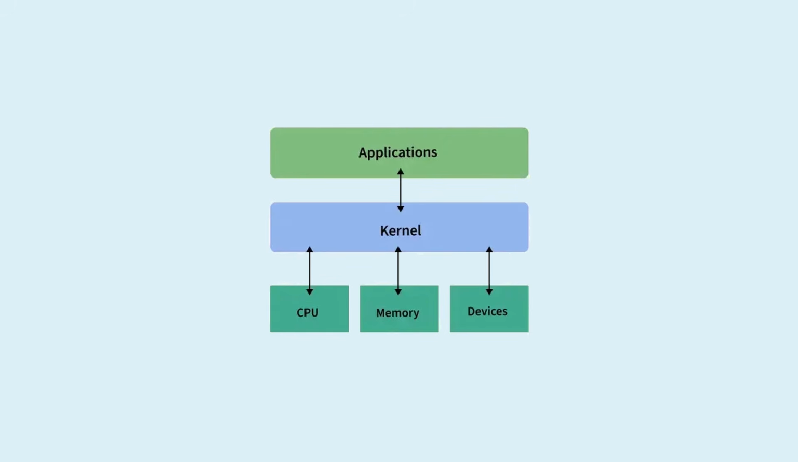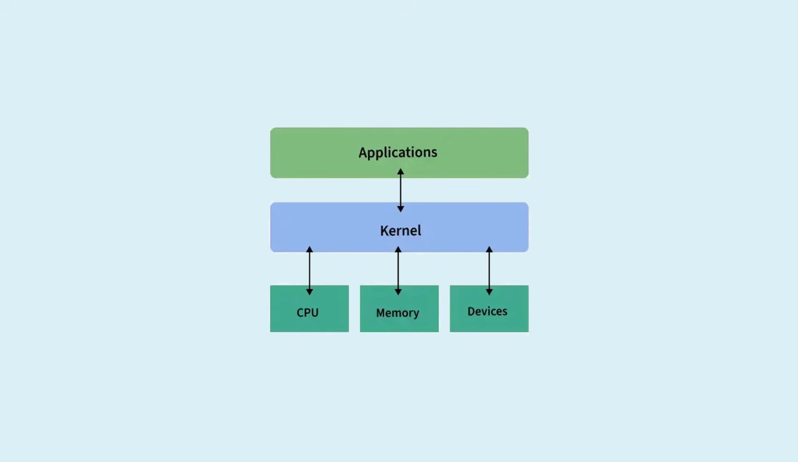Kernel layer is at the bottom. This layer talks directly to the hardware and manages system resources. The upper layer is the application layer. This is where programs run. It doesn't talk to the hardware directly. It uses the kernel to access the resources.